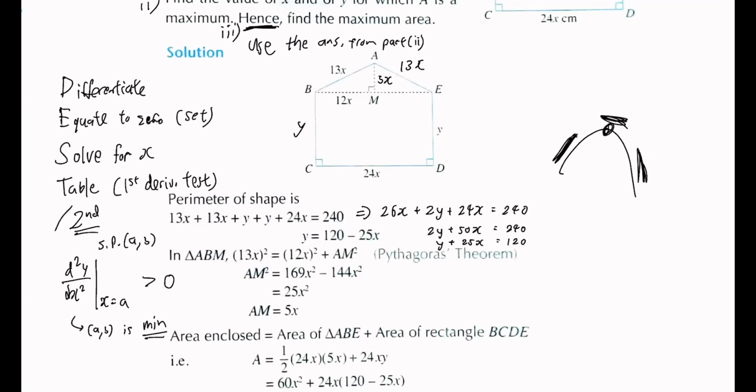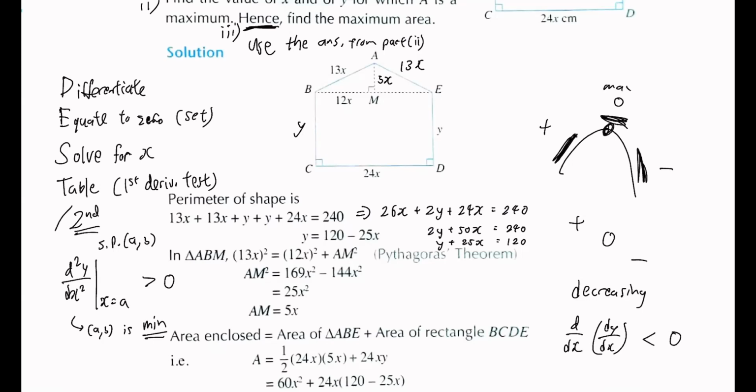I mean tangent lines with different gradients. Positive, 0, negative. Positive, 0, negative is decreasing. What is decreasing? The gradient function is decreasing. So this dy by dx, the gradient function, is decreasing. So d by dx is less than 0.